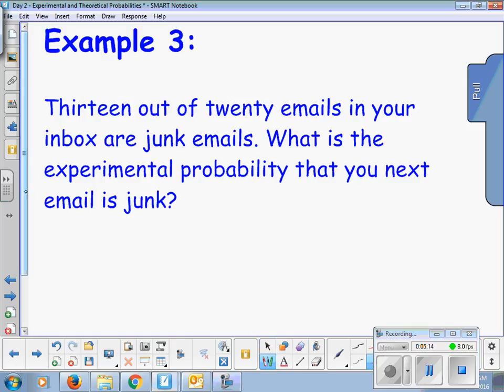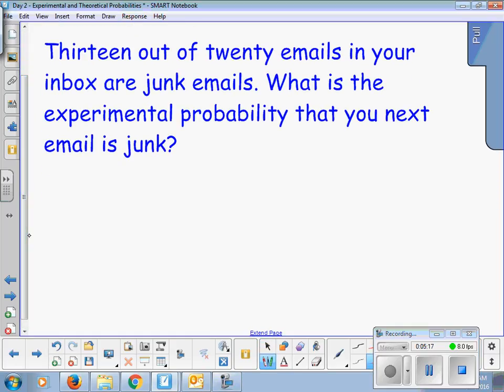So when you find example 3, it's underneath our definition for experimental probability. Our first example for experimental probability is 13 out of 20 emails in your inbox are junk emails. What is the experimental probability that your next email is junk? So how many times did the event occur? How many junk emails? We got 13 out of how many total emails? 20. How would we change this to a decimal? 13 divided by 20, what do we get? 0.65. And what would that be as a percent? 65%.